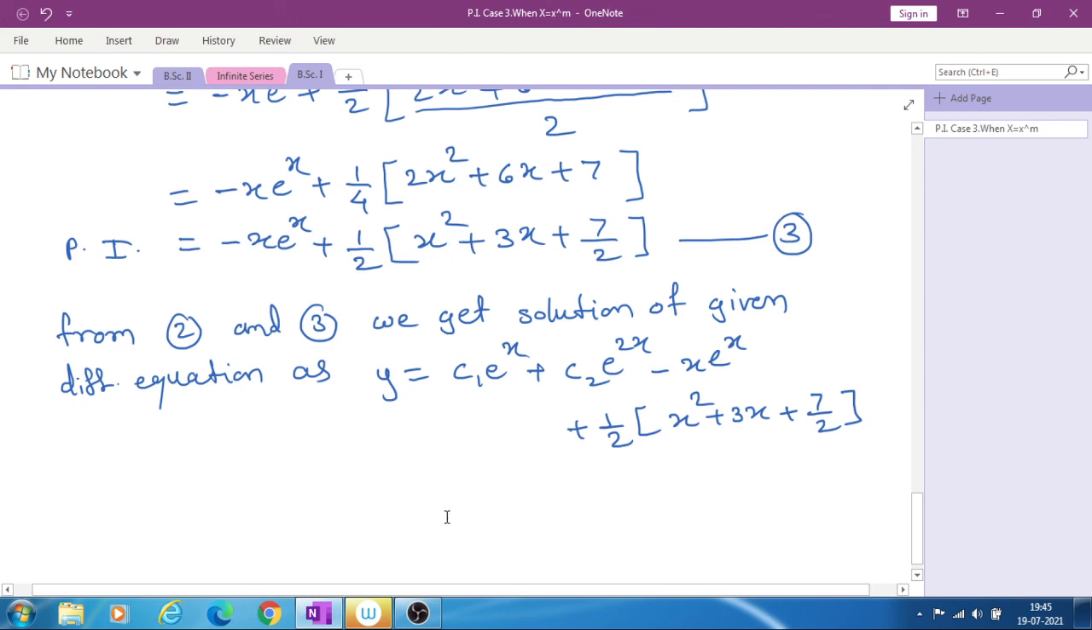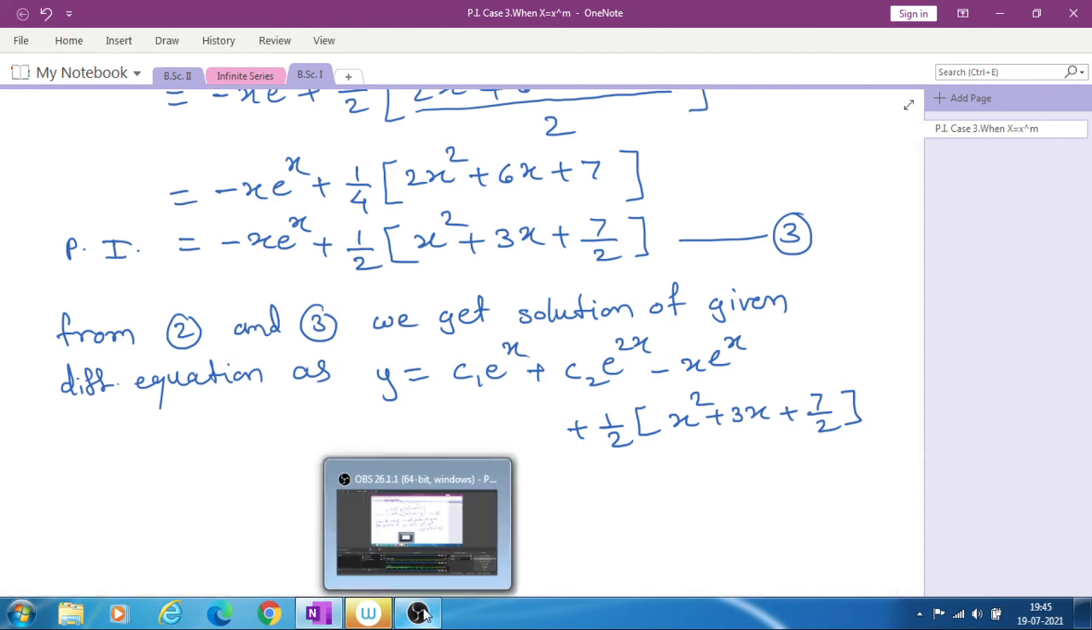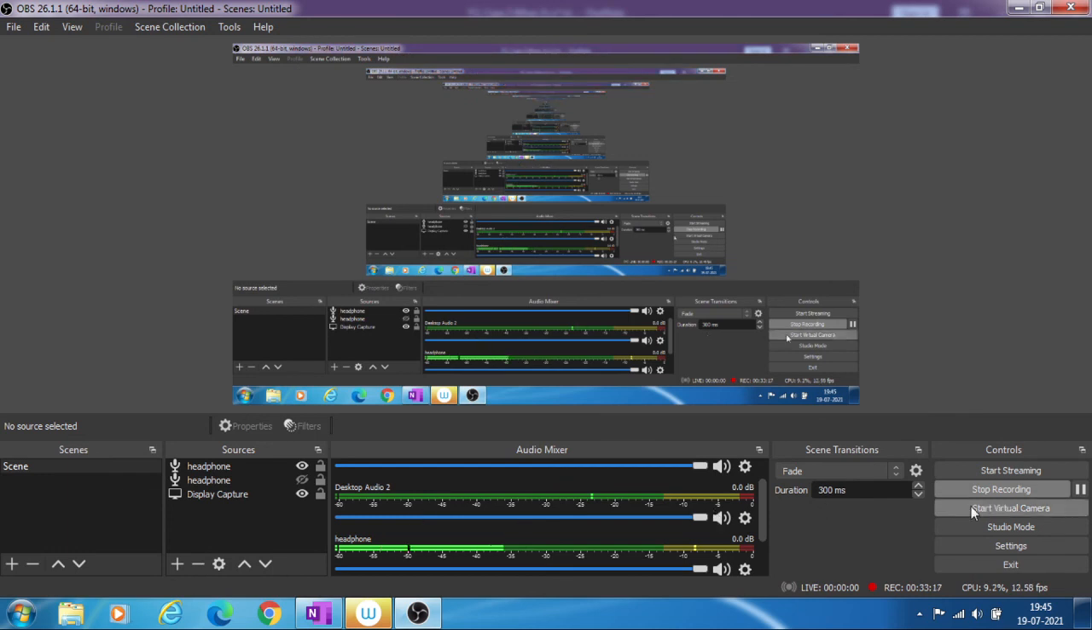So see what the method is for finding the particular integral when capital X is equal to x raised to m. We will solve more examples for practice. We stop here.